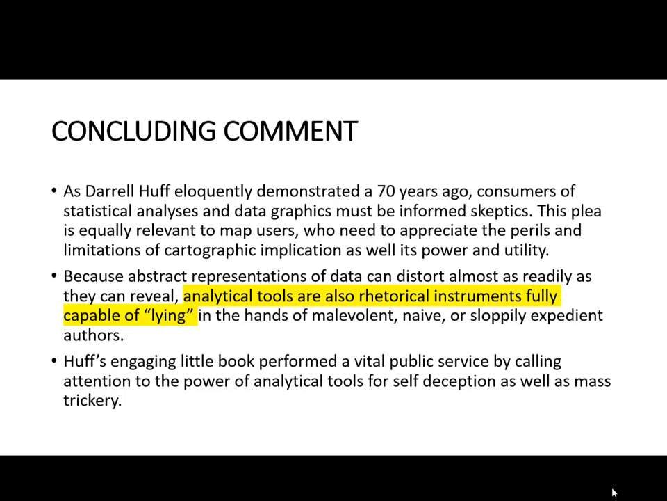Huff's engaging little book performed a vital public service by calling attention to the power of analytical tools for self-deception as well as mass trickery.